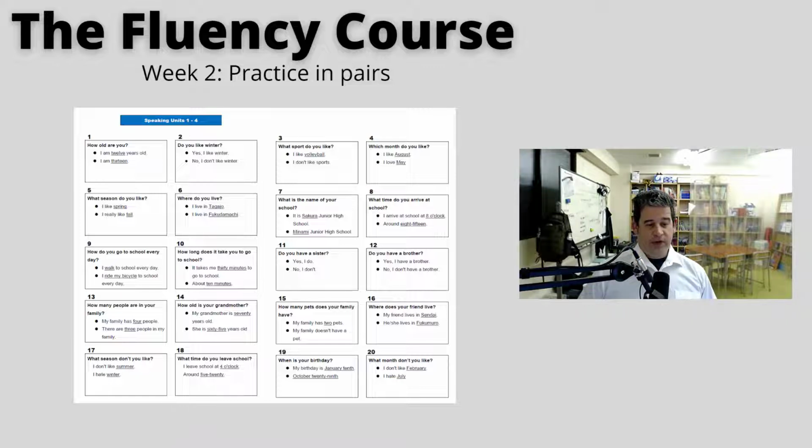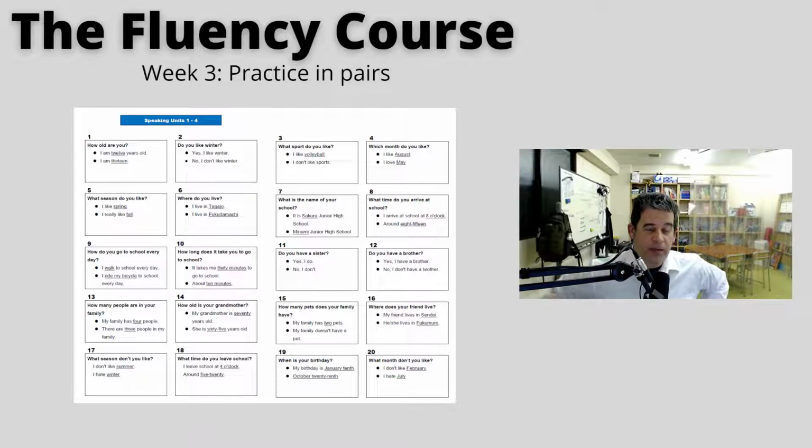And so we'll have the first pair practice start from question 1. The second time, we'll change partners and we'll start from question 20 and work backwards. And the third time, change partners again, if you've got enough students. And then this time, maybe ask the questions at random, which makes it a bit more difficult because the students have to find the question on their paper.